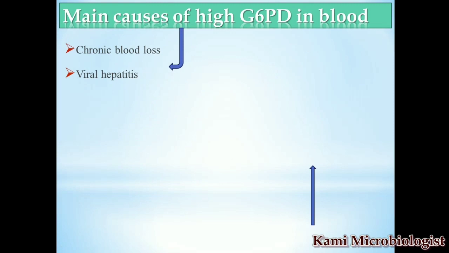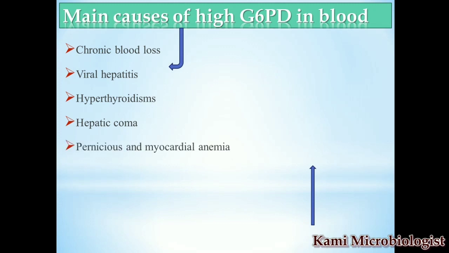Due to viral hepatitis, it means a liver problem, we can say. Hyperthyroidism means high production of hormone from the thyroid gland. Hepatic coma, again, this is liver failure as well, we can say. And pernicious anemia and myocardial anemia.